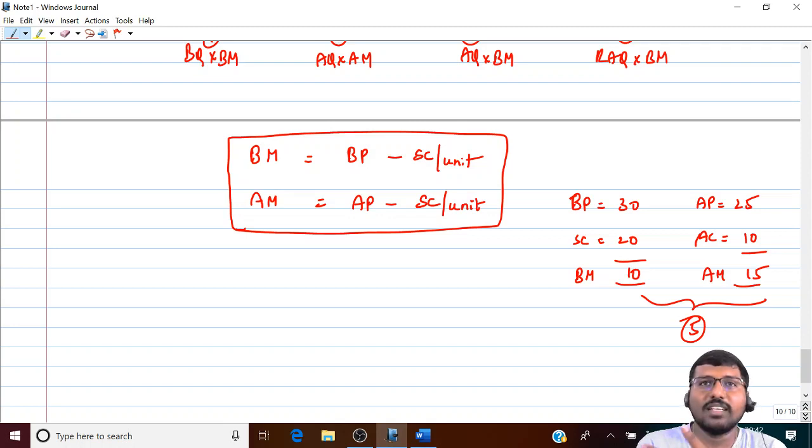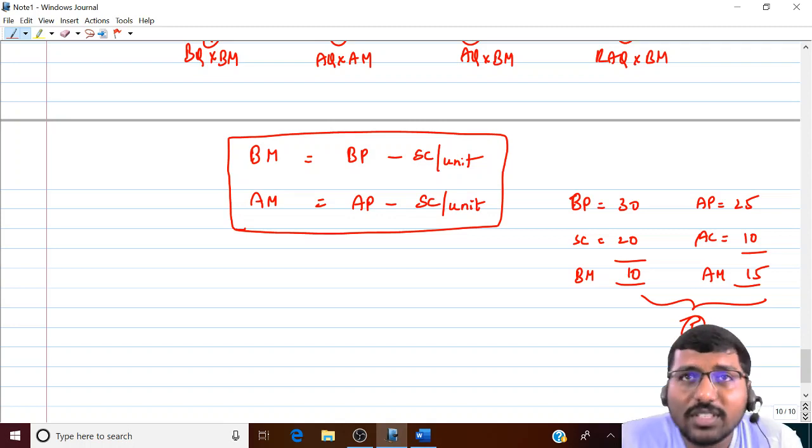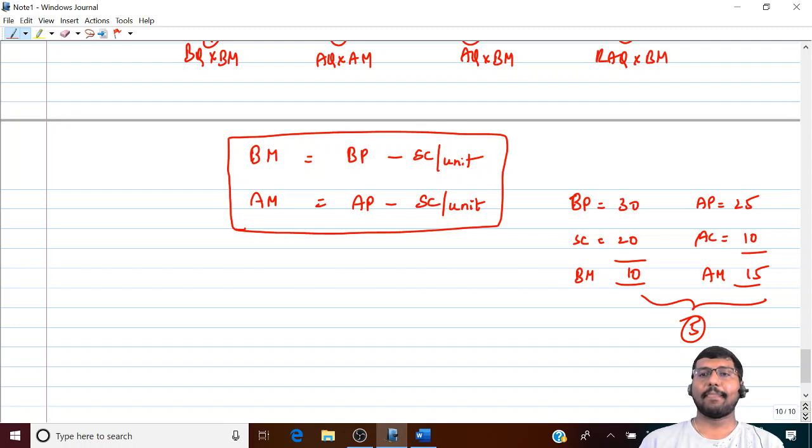I make it fast here. Does it take that much time to explain why there is a difference of 5 rupees? Why? What is that? That is the answer.